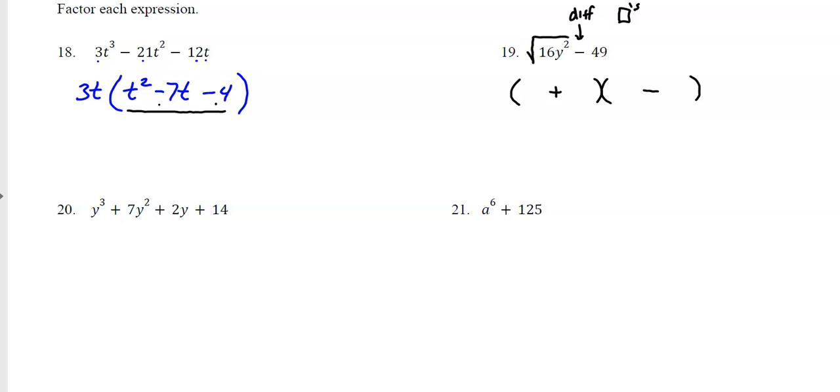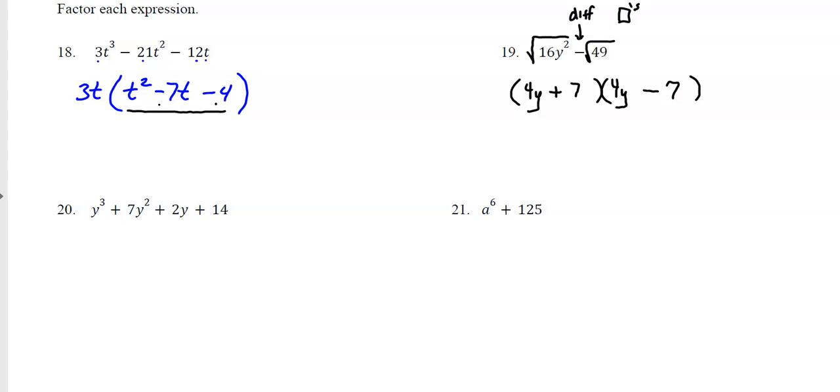So the square root of this part is 4y, and that's going to go in the front. So that'll give me my 16y squared. I take the square root of this piece, which is 7, and that goes at the back. And that looks like it's going to check out. And there's nothing else I can do, no GCFs or anything to pull out. So I believe we're all done there.